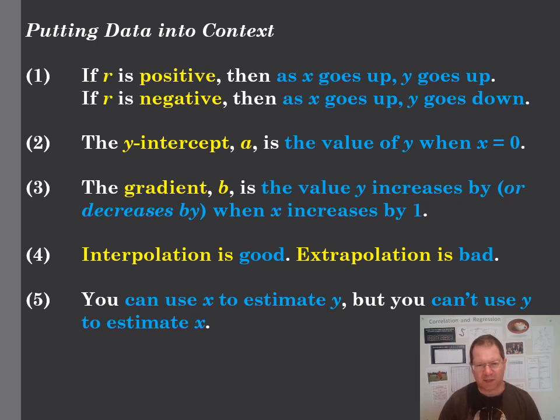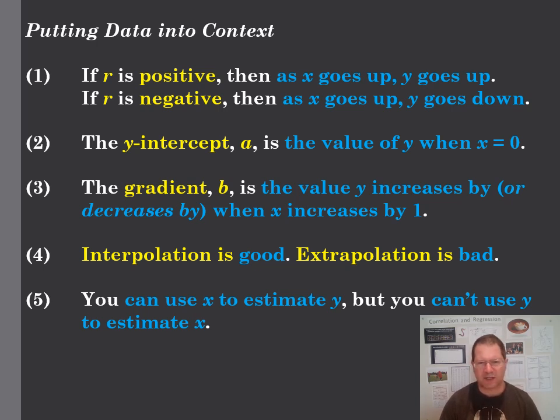One expectation is that we can put the data into context. Whether we've got a correlation coefficient or a regression line, we can talk about it. So number 1, if R is positive, then as X goes up, then Y goes up. And if R is negative, then as X goes up, Y goes down. And as I say, we're putting these things into context. So for example, with our Dubrex gland, where we had positive correlation, then we'd be saying that the older someone is, the longer their Dubrex gland. But if it was negative correlation, we'd be saying the older they are, the shorter their Dubrex gland.